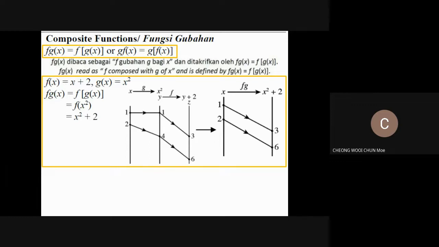So f(x) equals x plus 2 and g(x) equals x squared. So we understand from the diagram, okay. So fg(x) is equal to f, big bracket g(x). So g(x) is x squared. It should be like this. So x squared: 1 squared is 1, 2 squared is 4.